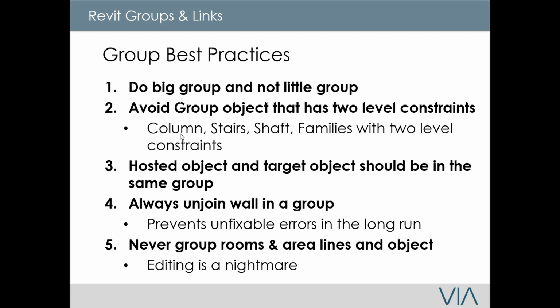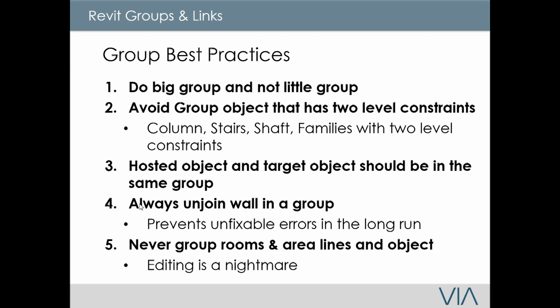Now, you could get away with columns and stairs if you put both the base and the top at the same level, and then give it a height offset. So for example, the column base starts from Level 1, the top would also be set to Level 1, and then you give it a height. Okay.